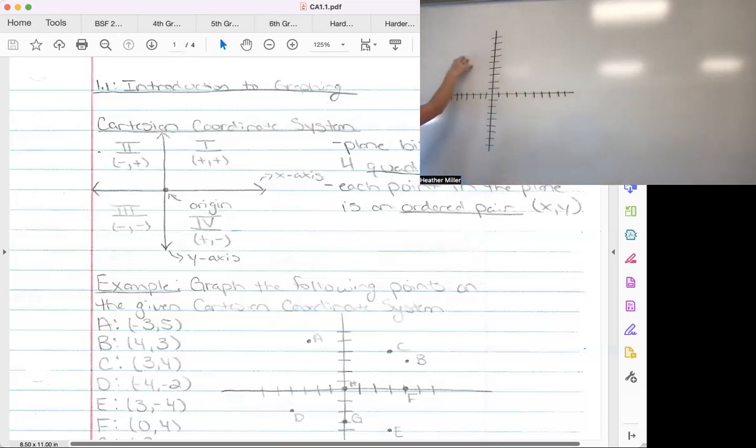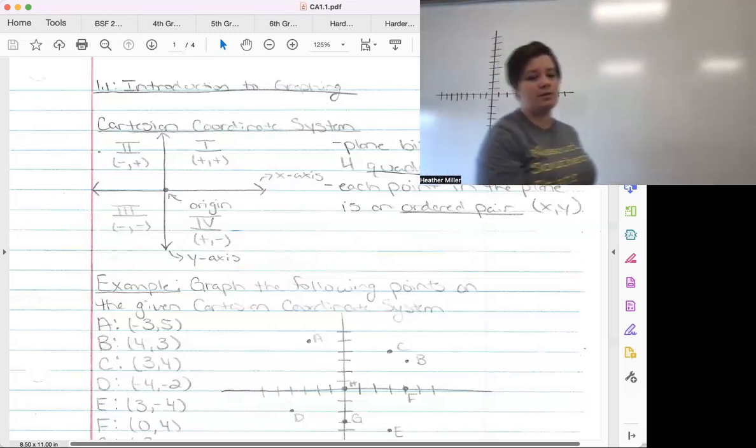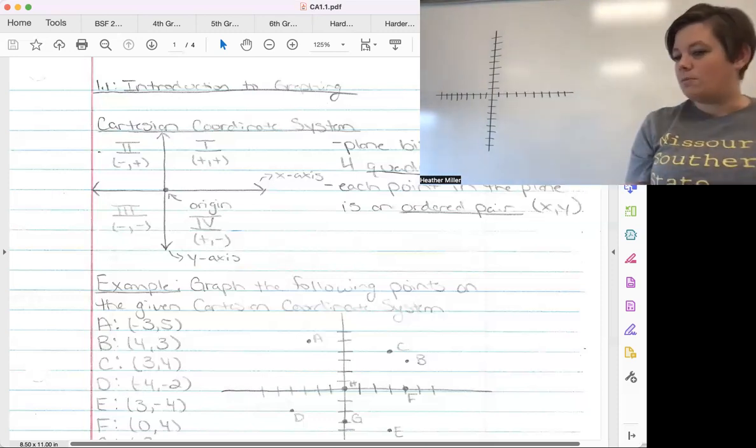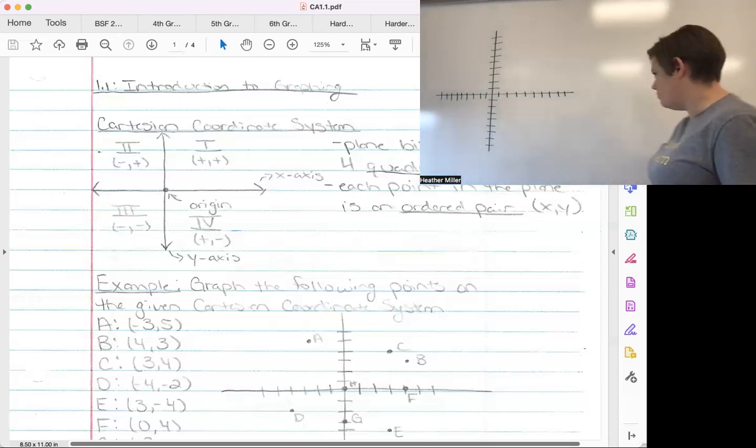Then over here in quadrant 2, our x's are going to be negative, but our y's are positive. And so we have a negative, positive for our ordered pair. If we move down to quadrant 3, we have negative x's and negative y's. So it'll be a negative, negative with our ordered pair. And then last but not least, quadrant 4, we have our positive x's and our negative y's. So it'll be positive, negative with our ordered pairs. So again, hopefully all of that is review.